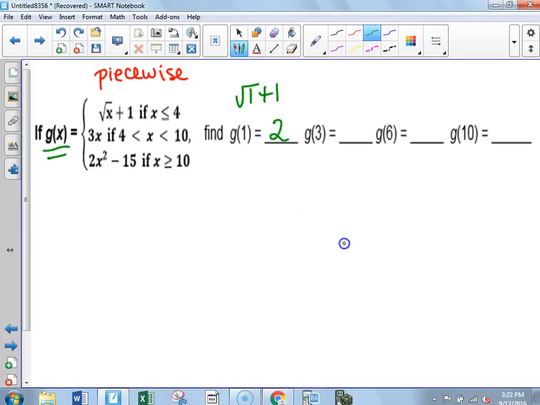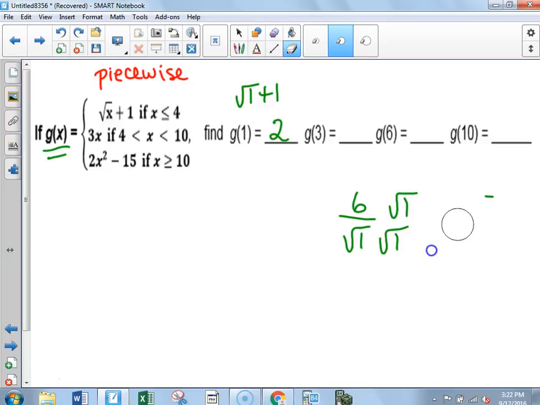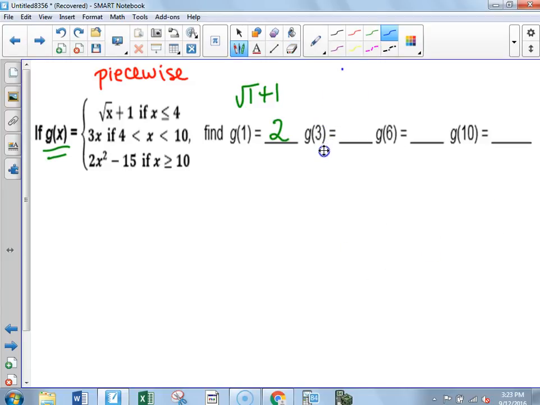This is my favorite answer ever. On a semester exam in Precalc, I was like, oh my goodness. Kind of scary. It's just 6. Okay. Put in a 3. Where are we going to put the 3? Still less than 4. So we get square root of 3 plus 1, which doesn't simplify. We could get a decimal approximation, but I would just leave it.